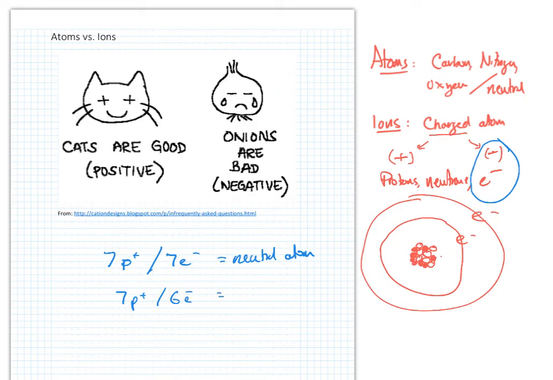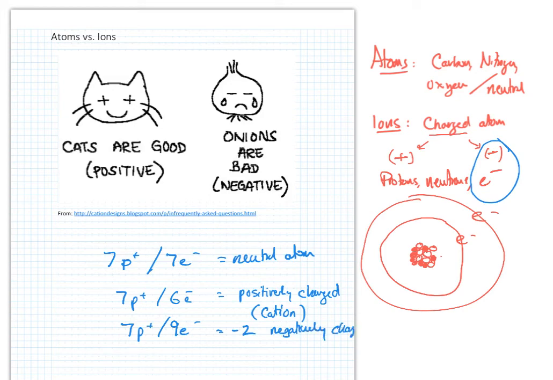So in that case, I'm going to have a positively charged atom. And we call this positively charged atom a cation. I've heard people pronounce it "cat-ion." That's not how it's pronounced. It's pronounced "cation." And on the flip side, if we have 7 plus charges and let's say 9 electrons, then I'm going to have a net -2 charge, and so this is negatively charged, and we call this an anion.